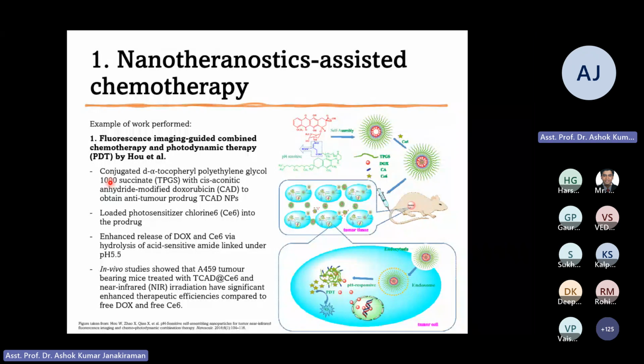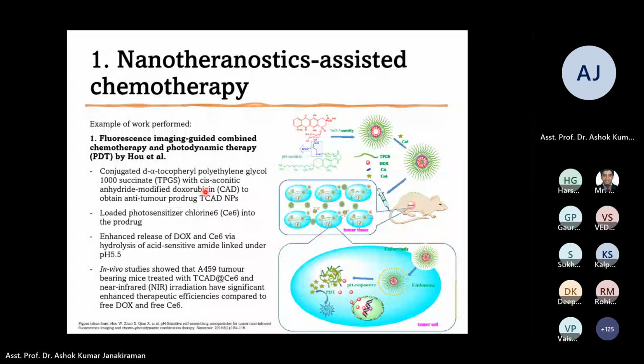The example work performed using chemotherapy is a fluorescence imaging guided combined chemotherapy and photodynamic therapy. The author who invented it is Go et al. in 2016, with the fluorescence imaging guided combined chemotherapy. Ethylene glycol succinate, we can call it TPGS. This is aconitic anhydride modified doxorubicin, a drug used to obtain an anti-tumor prodrug.